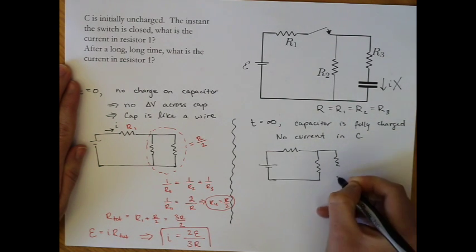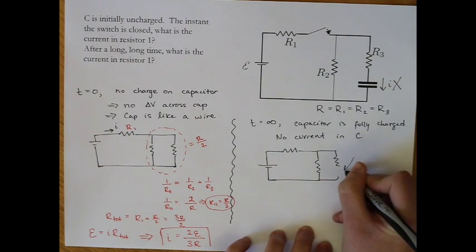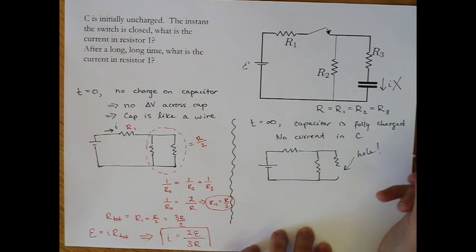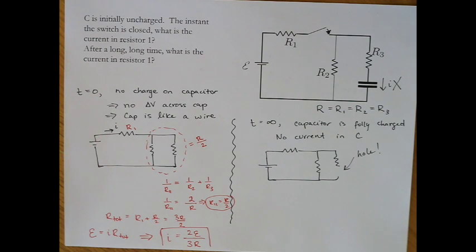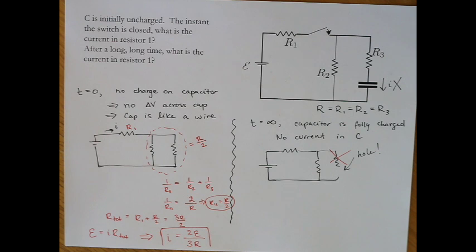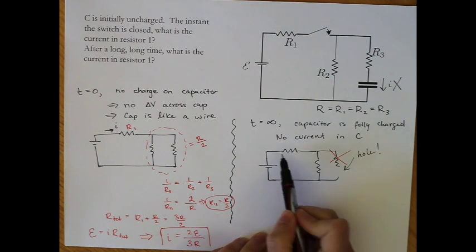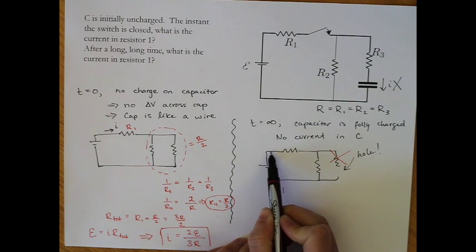It's a dangling resistor, even worse than a dangling participle. So there's a hole here. So that means that this resistor might as well not even be there, so we can just ignore it. And so again, the current through R1 is going to be the same as the current through this whole circuit.